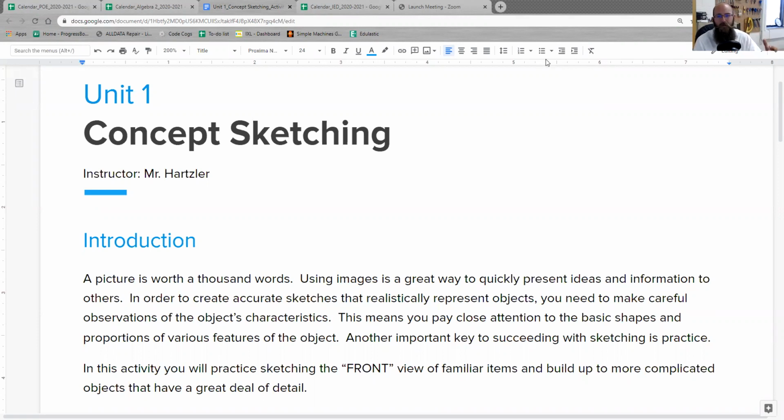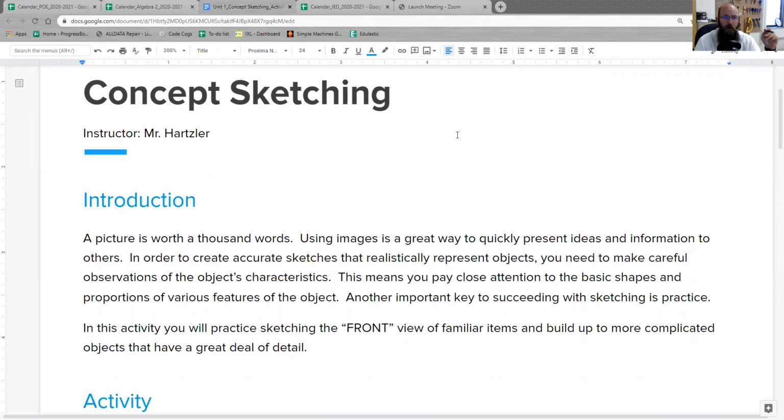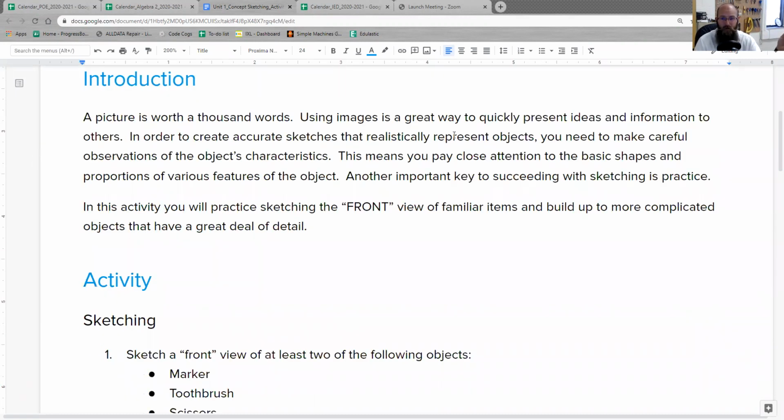So this is the document that you're going to have. This is available to you on Google Classroom, but I just want to walk through it a little bit here just so we're all on the same page. Again, concept sketching is what this is all about.